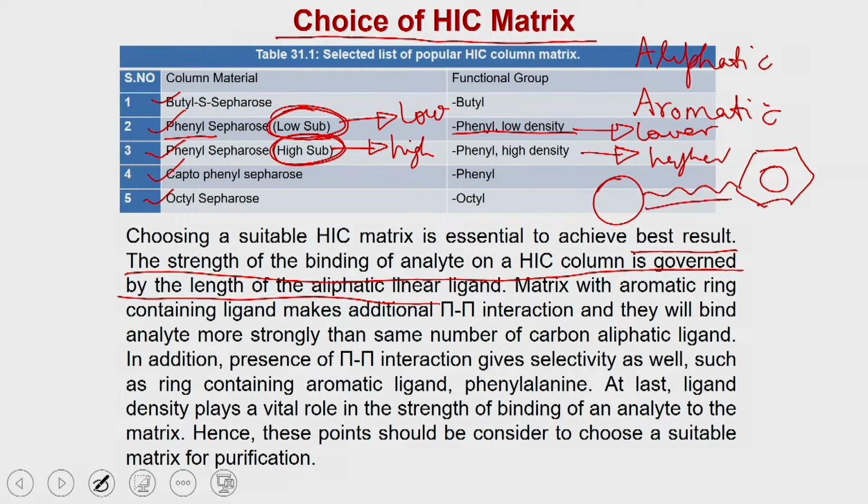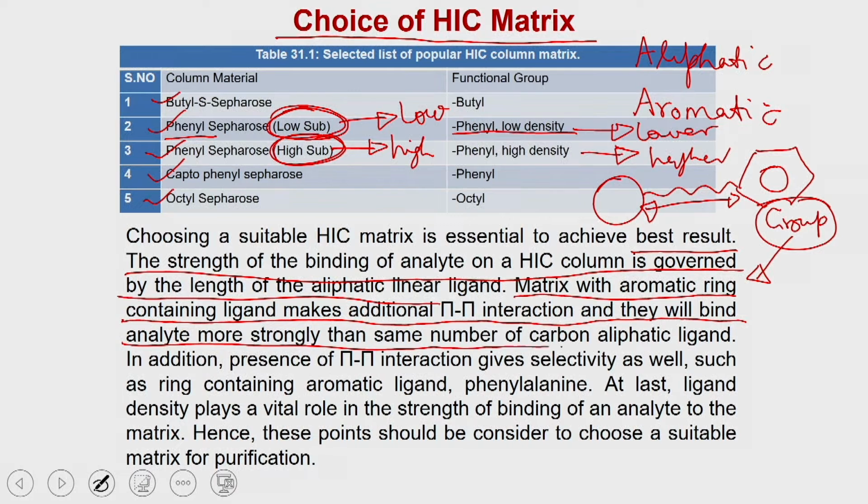So, the length of this linker which you are going to use to attach the group is very important. The group could be aliphatic groups or aromatic groups, and depending on whether you use the aliphatic groups or the aromatic groups, the affinity of these ligands would be different, because the matrix with the aromatic ring containing ligands makes additional pi-pi interaction, and they will bind analytes more strongly than the same number of carbon containing aliphatic ligands.